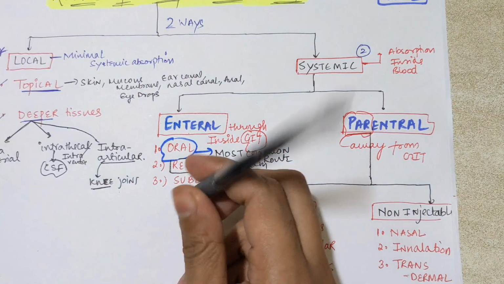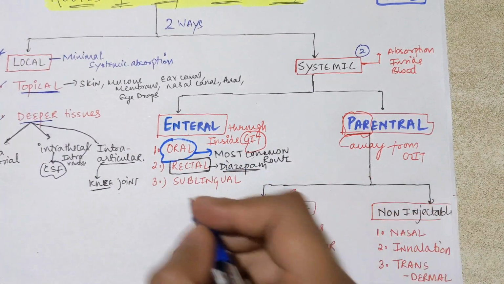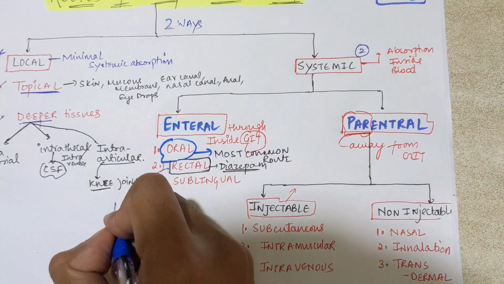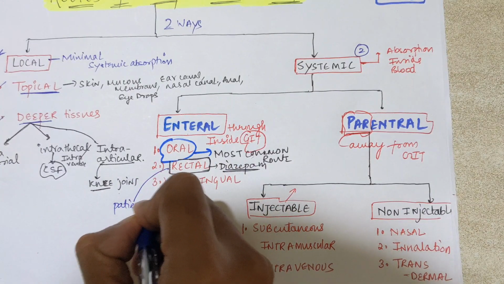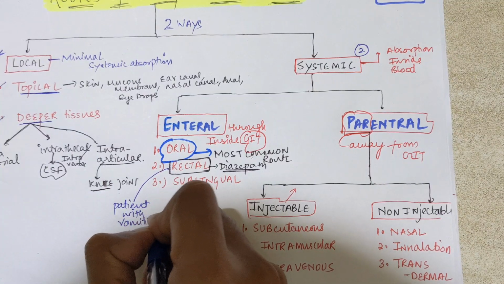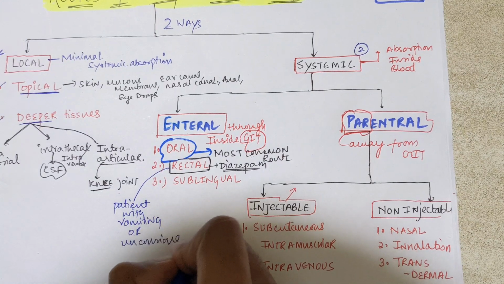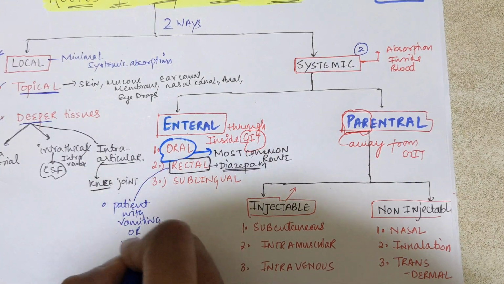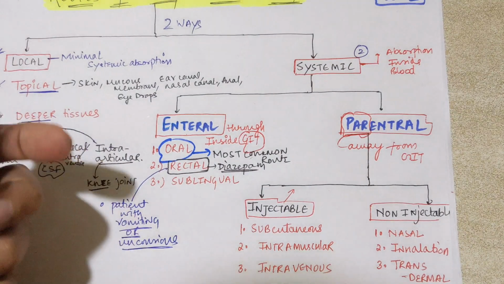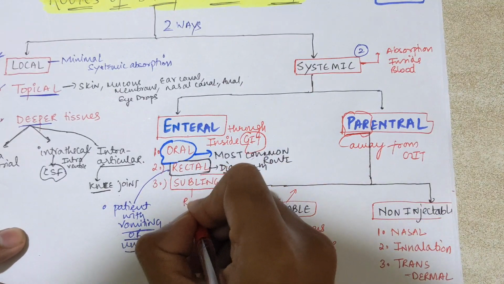The rectal route is actually used in persons who are unconscious or who are vomiting. So we can't use the oral route, we perform the rectal route for patients with vomiting or unconscious. So in that case we perform actually the rectal route as a secondary route.